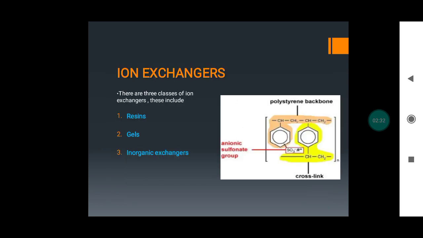Ion exchanges are of three main classes: resins, gels, and inorganic exchangers. Ion exchange resins are used for the separation of small molecules. Ion exchange gels are used for the separation of large molecules like proteins and nucleic acids. Separation involving harsh chemical conditions like high temperature, high radiation, strongly basic solution, or powerful oxidizing agents employ inorganic ion exchangers.